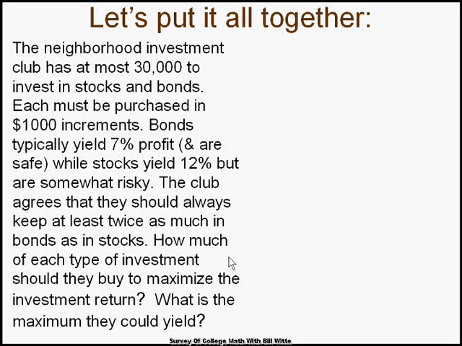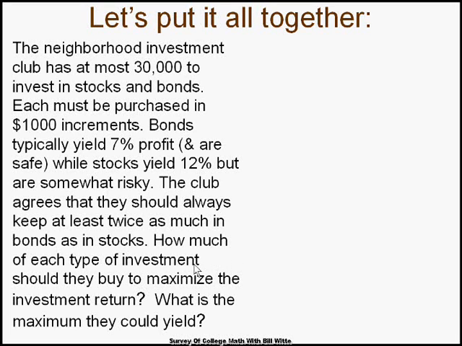So the club has agreed that they should always keep at least twice as much in bonds as in stock, so that they're not going to lose a lot all of a sudden, perhaps. They want some stock to make some money, but they don't want too much risk. How much of each type of investment should they buy to maximize their return based on these constraints? They want to know how much, and then they want to know, what is the maximum? What will it yield if they use these maximum numbers? So we really have a couple questions to this.